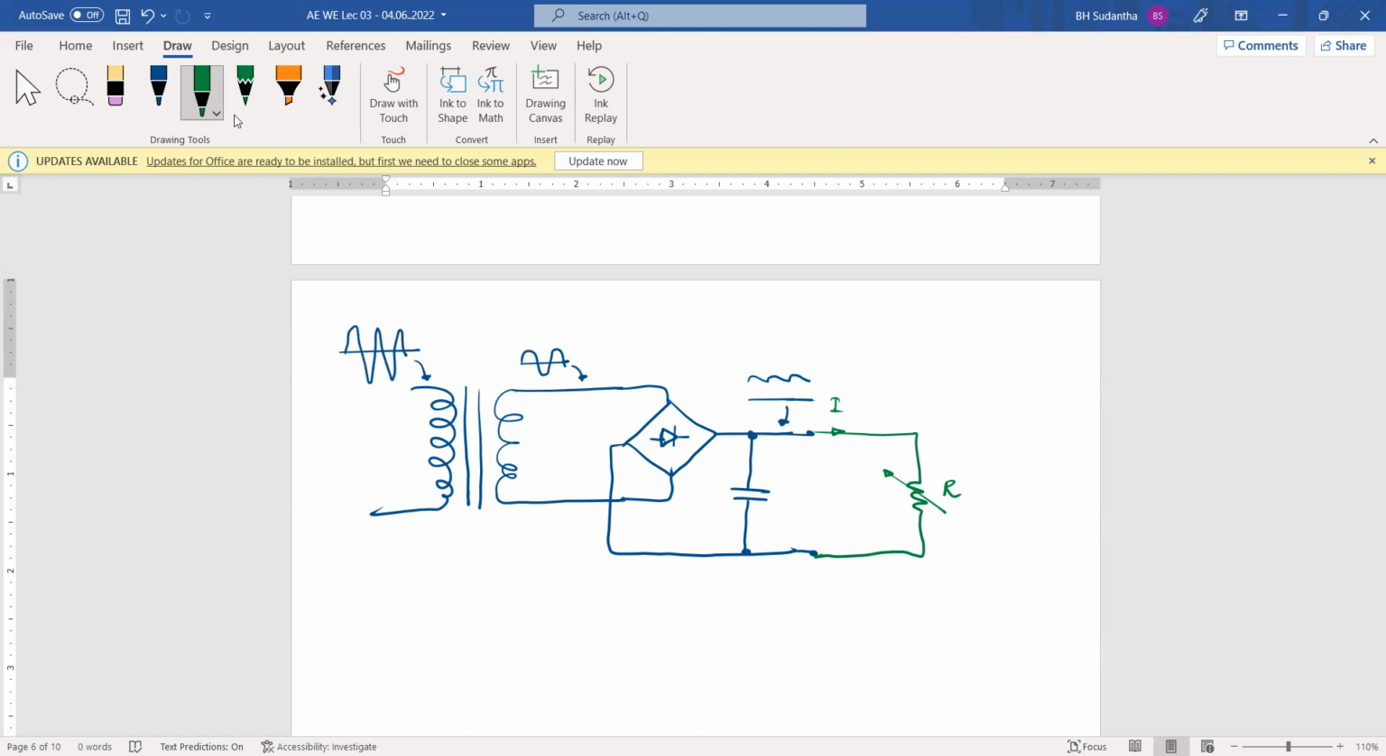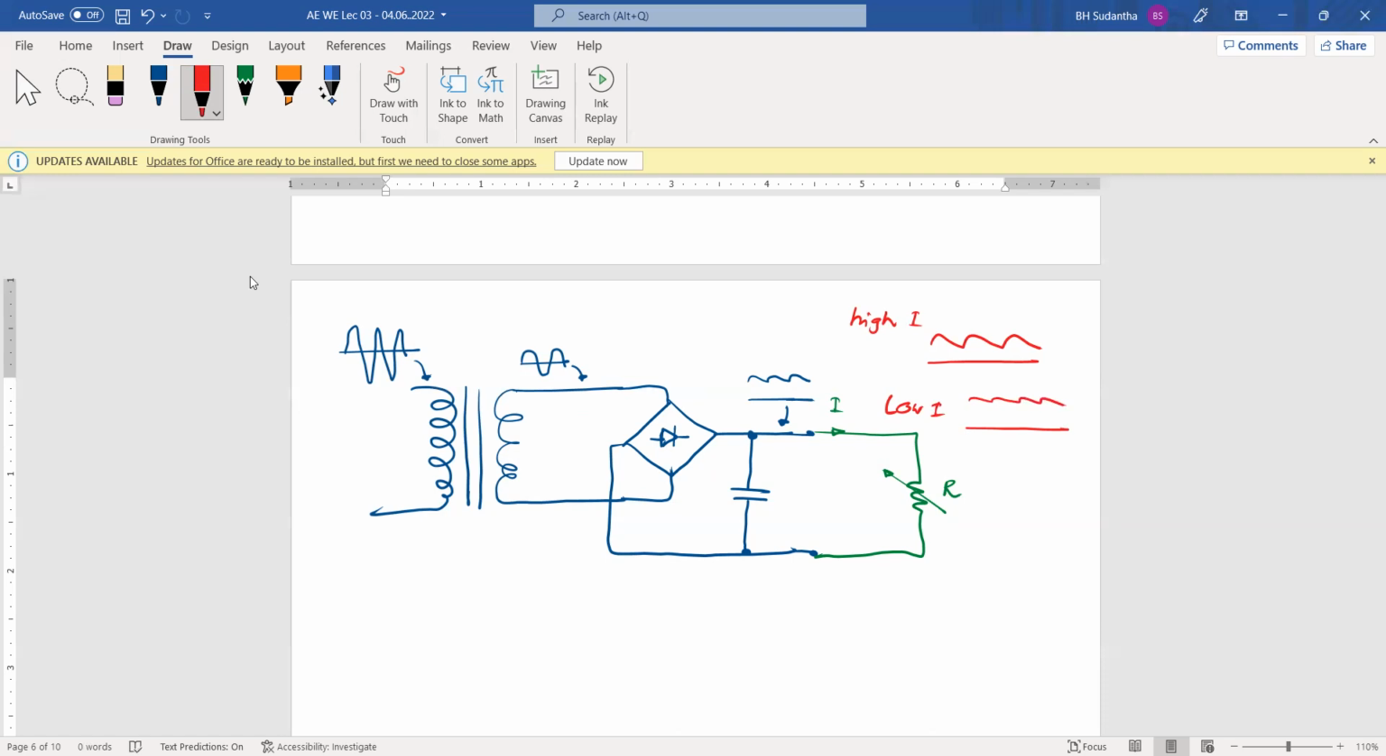For high currents, the ripple may be increased like that. But for low currents, low I, ripple may be something like this.